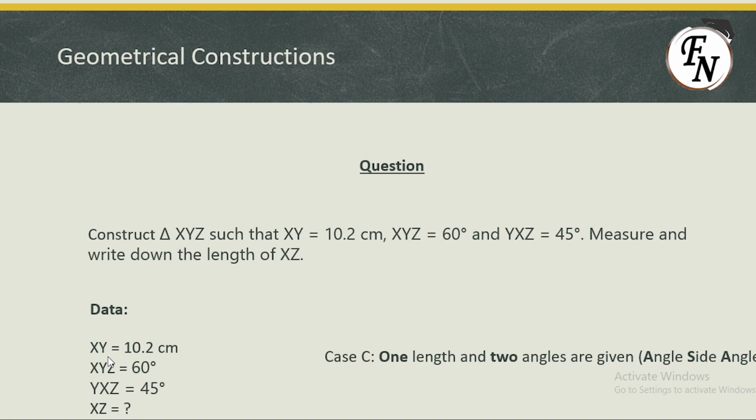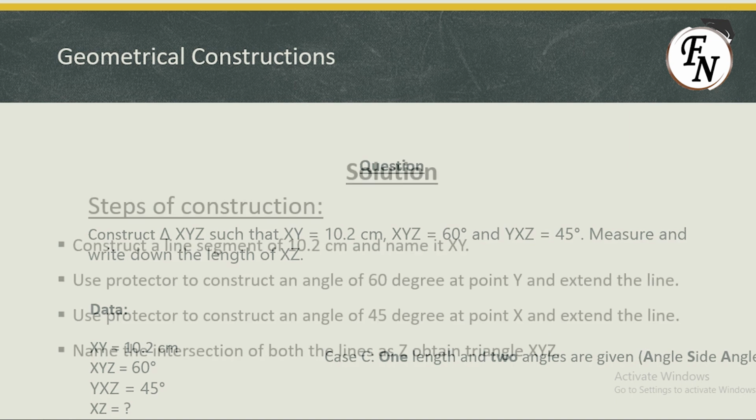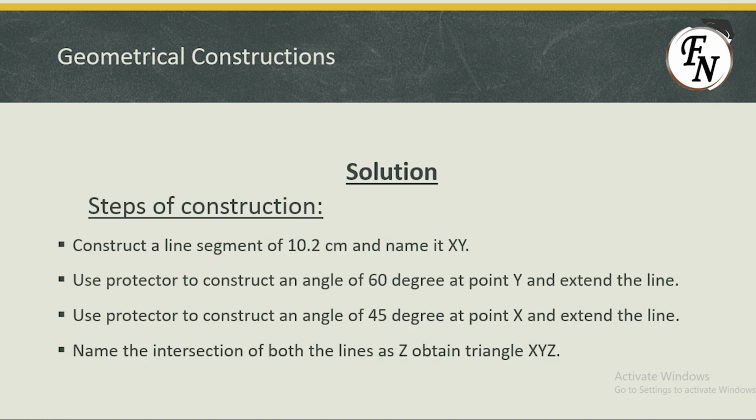So I've copied the data here that XY is 10.2 centimeter, XYZ is 60 degrees, and YXZ is 45 degrees. I need to measure XZ, that is not known. And this is case C, that is one length and two angles given, that is angle side angle. So let us go to the steps of construction first, that how we need to construct it.